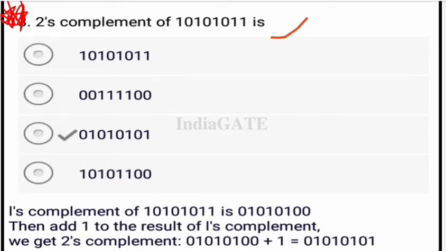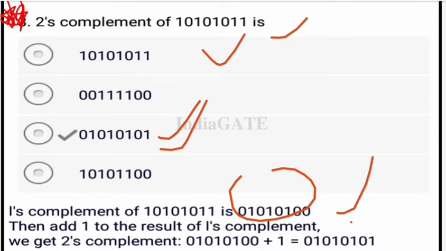10101011 is. So there are four options 1 2 3 4. Now correct answer is third. Why? Because here come to the solution of this question. Here firstly we found the complement of the given binary number. So when we get here complement of given number is 0 1 0 1 0 1 0 0, and after adding the 1 in the complemented number, so we get here 0 1 0 1 0 1 0 1. So option third is your correct answer.